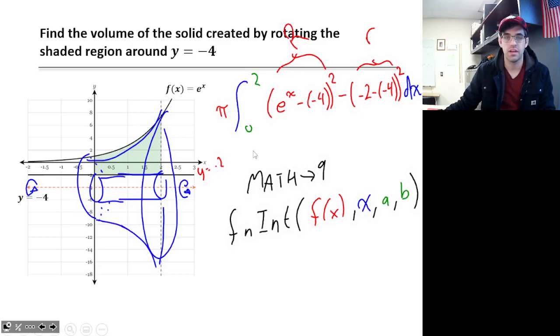If I set this up, our big R is going to be the top function minus the axis of rotation, so e to the power of x minus -4. We'll square that, and then subtract the bottom function minus the axis of rotation, so -2 minus -4, squared. Now, we can do this by hand, but I want to show you again using your calculator. So let's do that right now. Got my calculator pulled up.